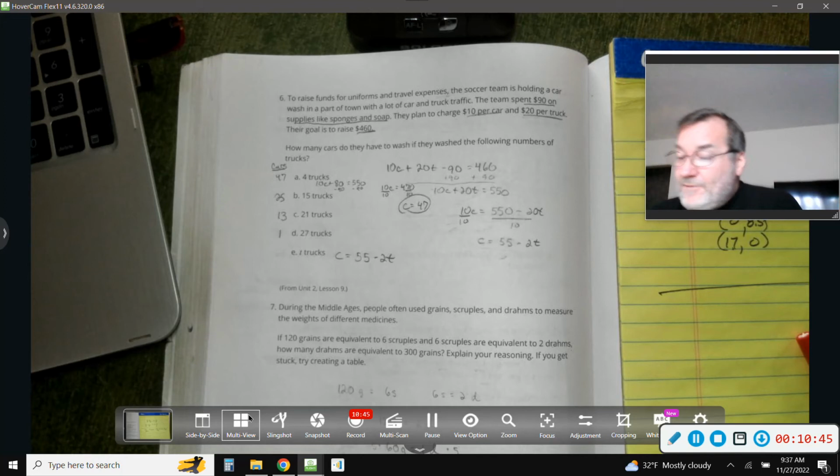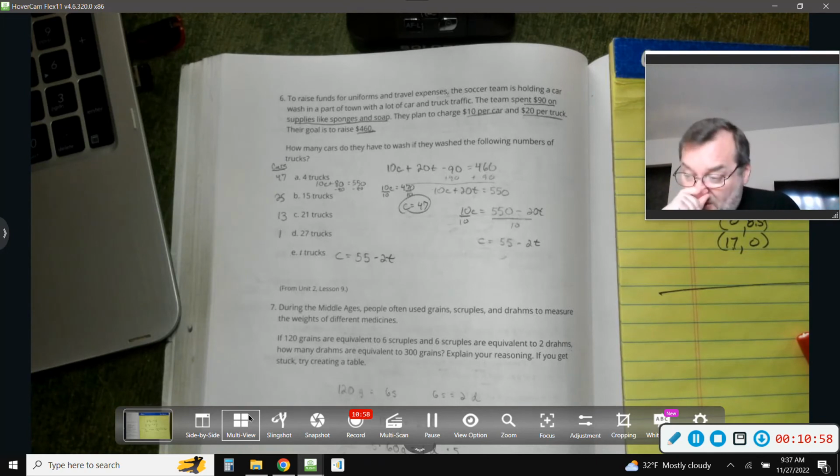To raise funds for uniforms and travel expenses, the soccer team is holding a car wash in a part of town with a lot of cars and trucks. The team spent $90 on supplies like sponges and soap. They plan on charging $5 per car, $20 per truck, and their goal is $460. They want to raise $460.